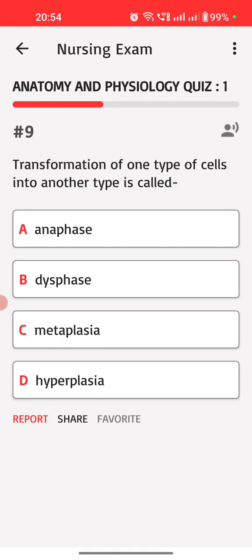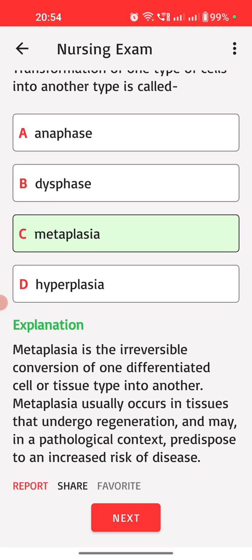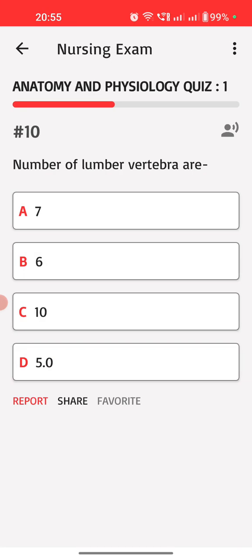Transformation of one type of cells into another type is called A. Anaphase. B. Dysphase. C. Metaplasia. Correct answer. Metaplasia is the irreversible conversion of one differentiated cell or tissue type into another. Metaplasia usually occurs in tissues that undergo regeneration, and may, in a pathological context, predispose to an increased risk of disease.